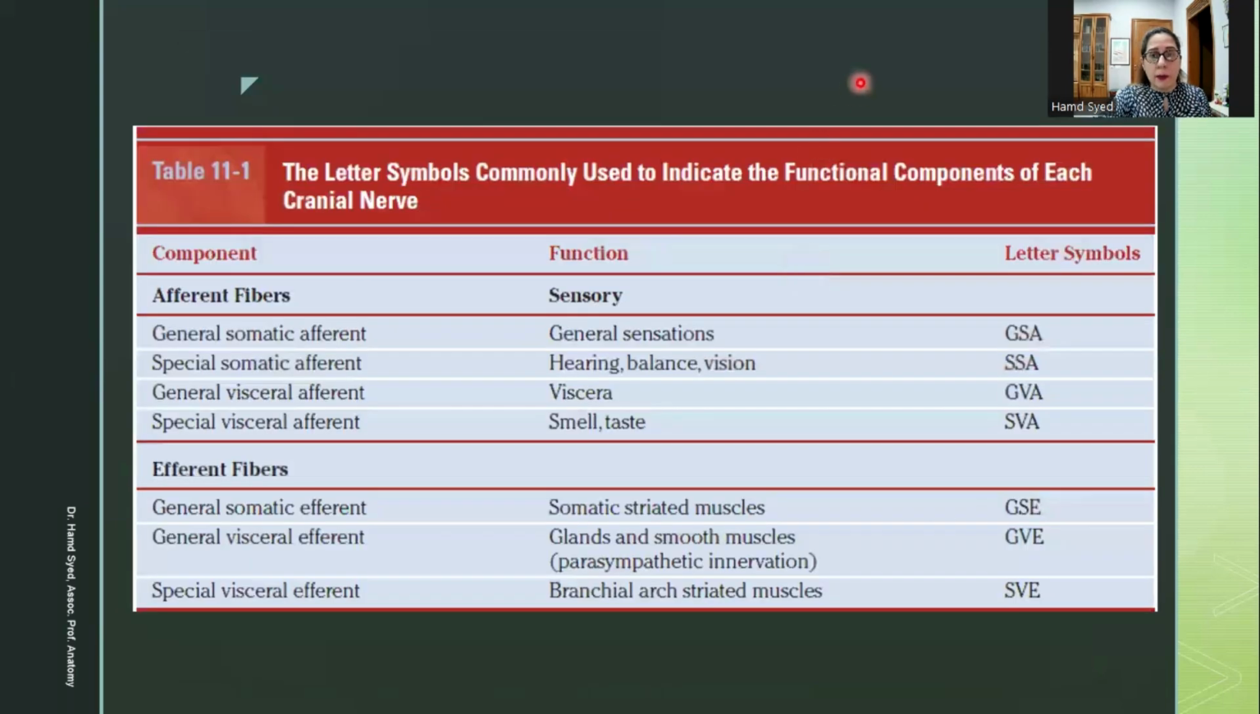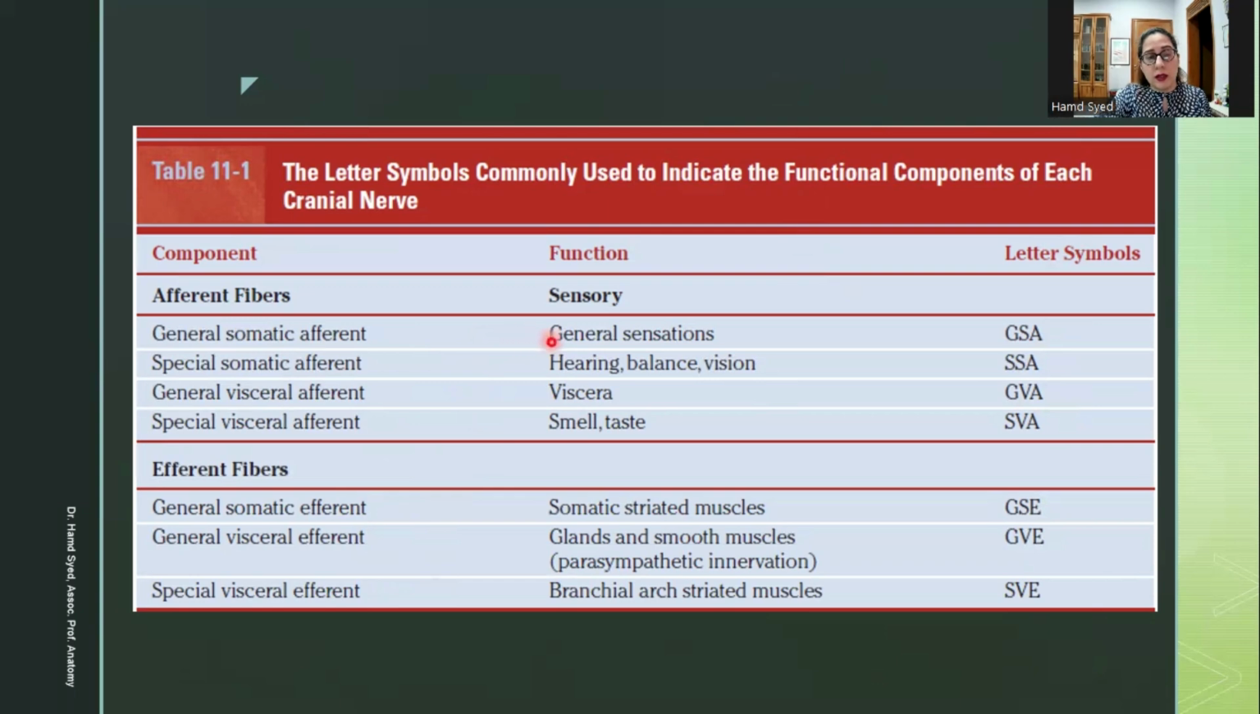Now let's look over here at the cranial nerve, and if we compare it to the spinal nerve, each cranial nerve has 7 functional components. These 7 functional components have been summarized over here in a table, and they are general somatic afferent, special somatic afferent, general visceral afferent, and special visceral afferent. These are the 4 afferents, and they're abbreviated as capital letters. Then you've got the 3 efferents, which are general somatic efferent, general visceral efferent, and then the special visceral efferent. These are the 7 components of the cranial nerves.